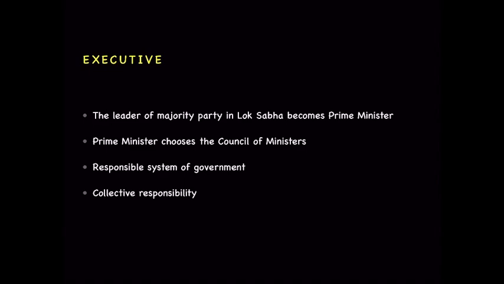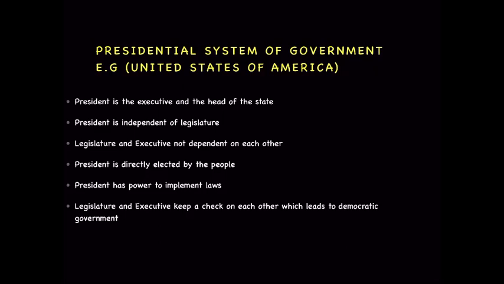Now let us see what is presidential system of government. United States of America follows this type of system, where the president is the executive and the head of the state. President is independent of legislature. Legislature and executive do not depend on each other. The president is directly elected by the people. President has power to implement laws. Legislature and executive keep a check on each other, which leads to democratic government.